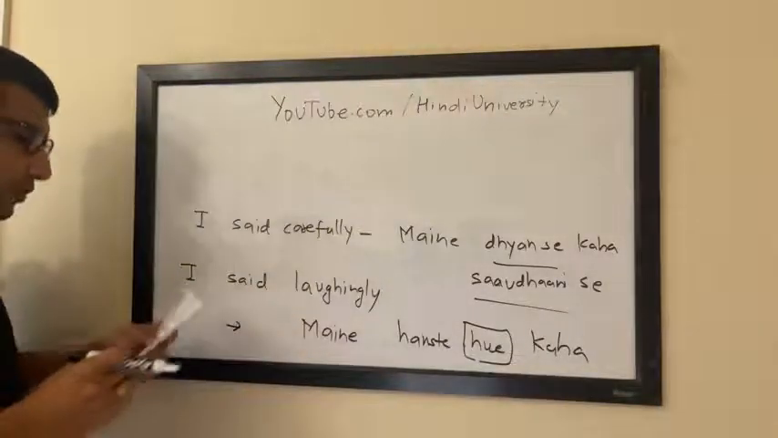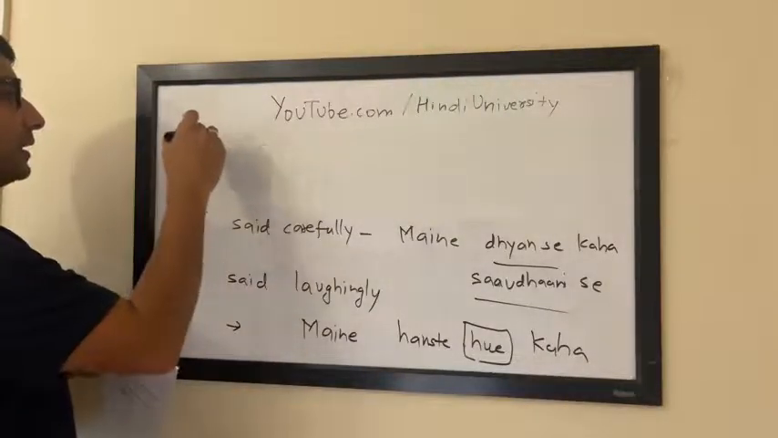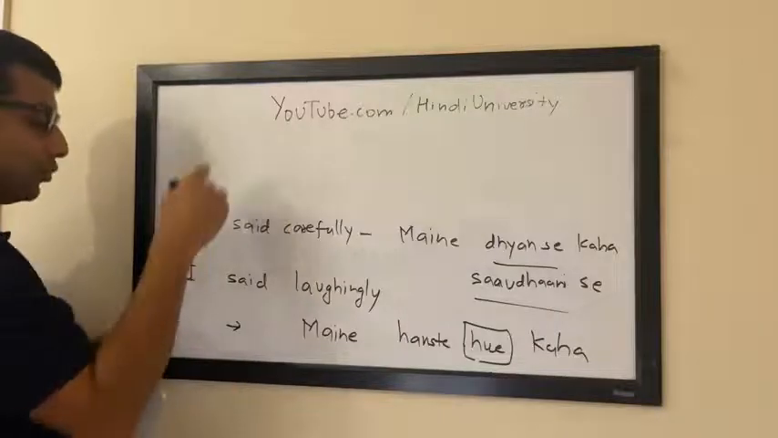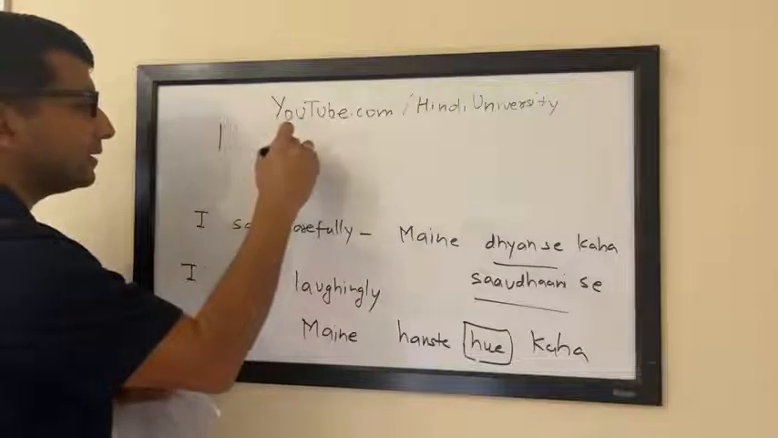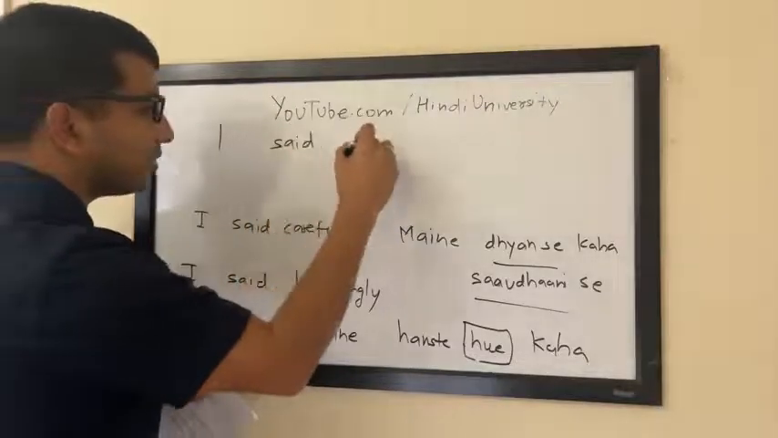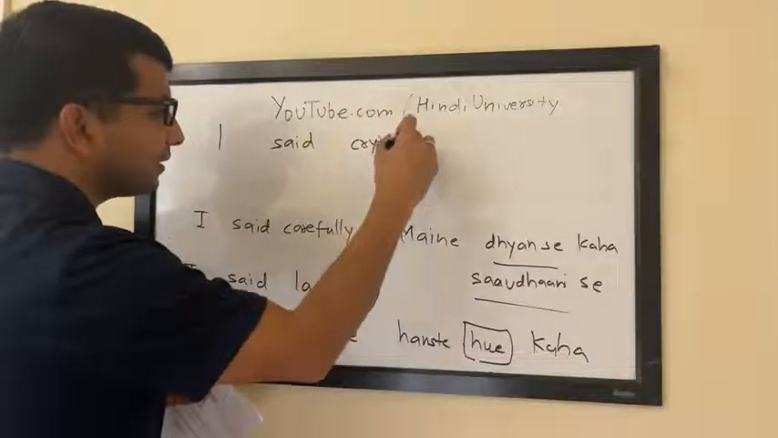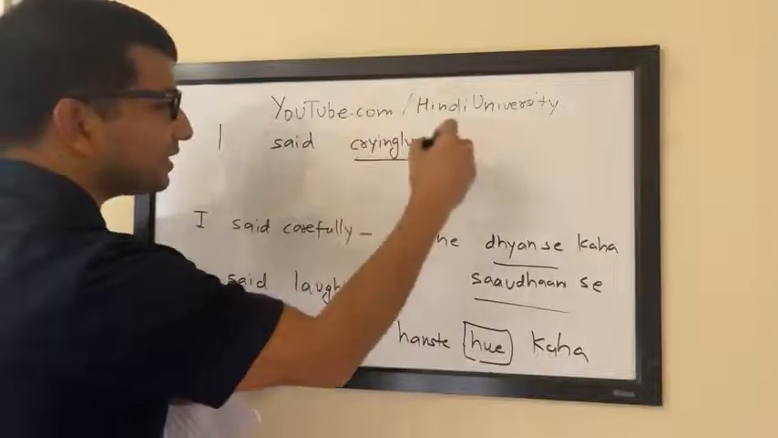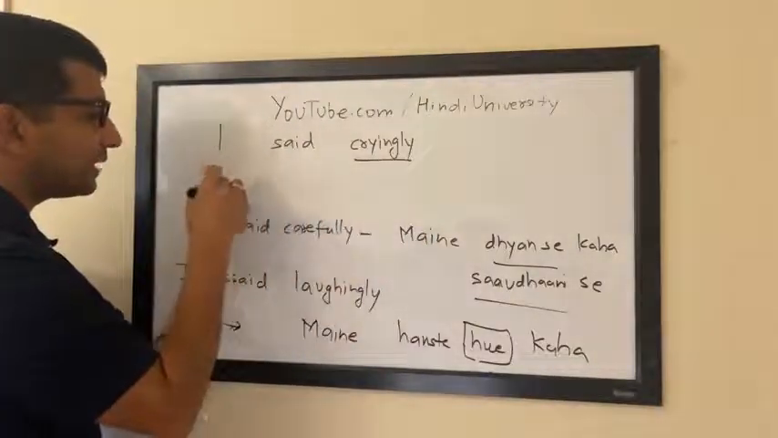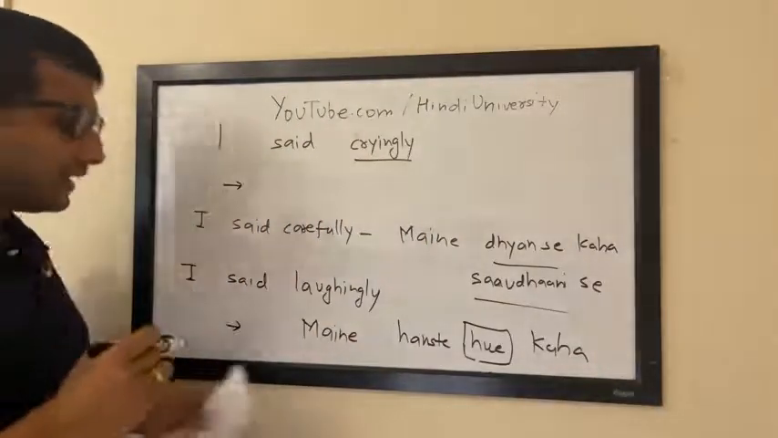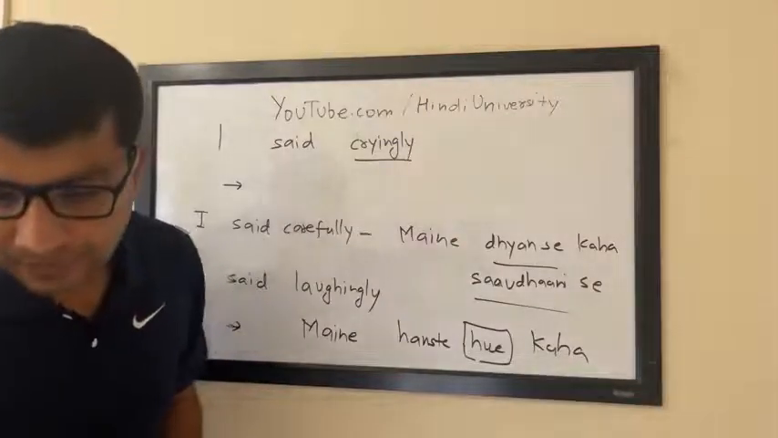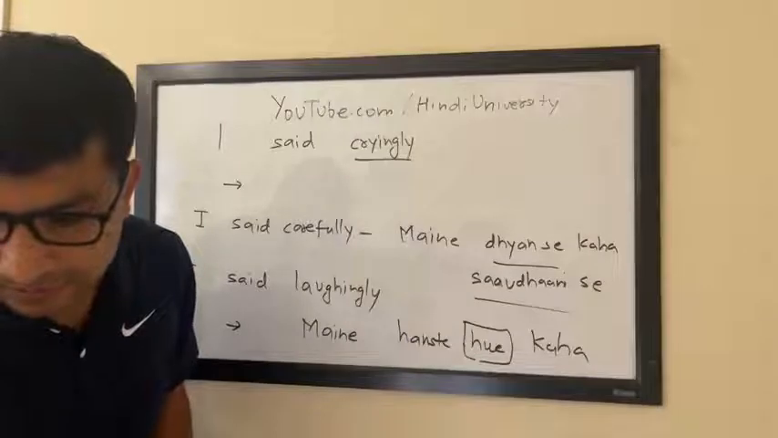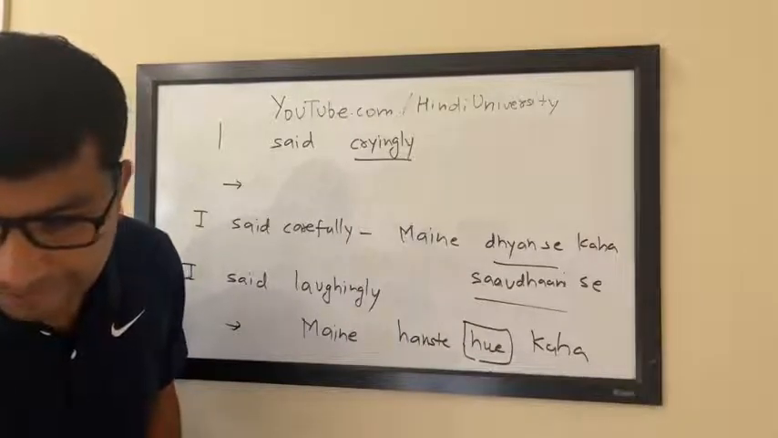Let's take one simple one. I'm going to keep rest of them exactly as that. So it's, I said in a crying manner or cryingly. Okay, I don't know if this is a real adverb, but in a crying manner, it's what I'm trying to write here. How will you say that? I said cryingly. Who would like to give this one a try? Shannon ji?